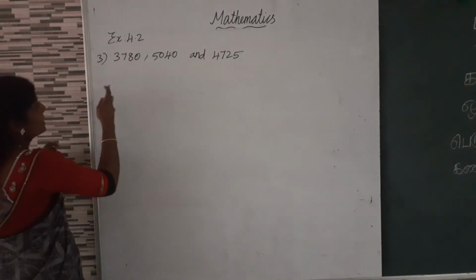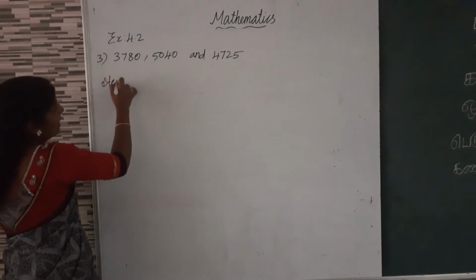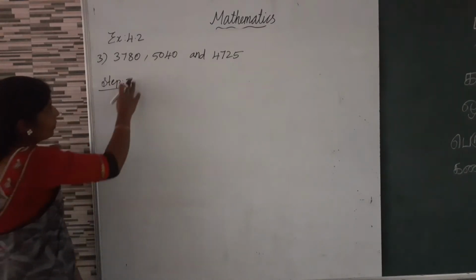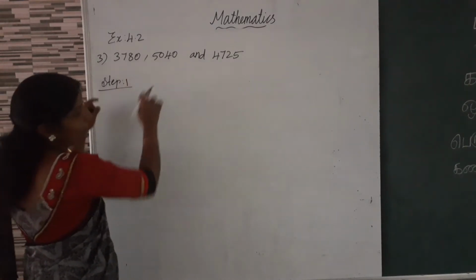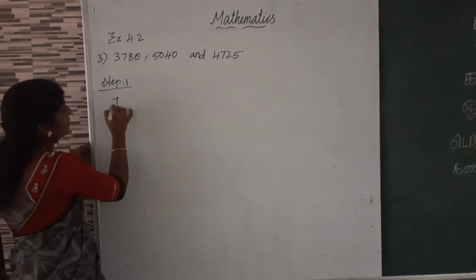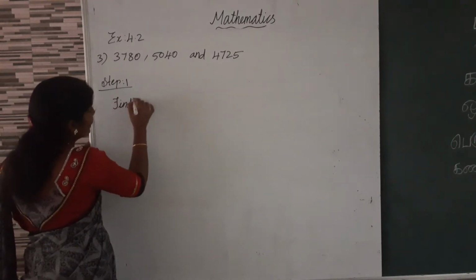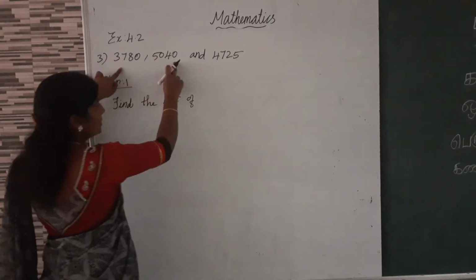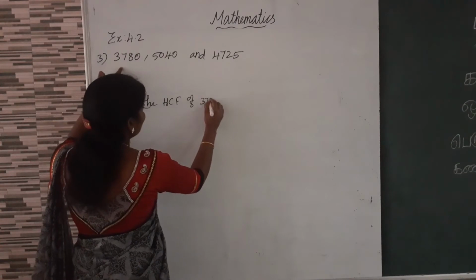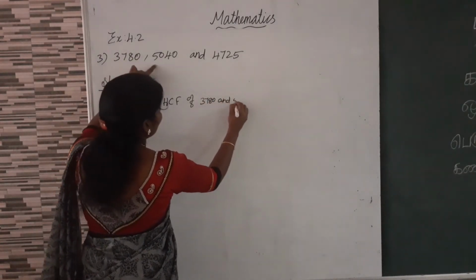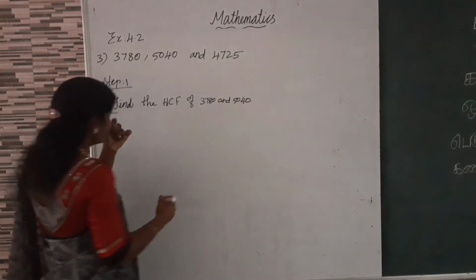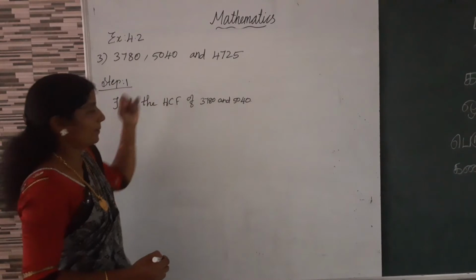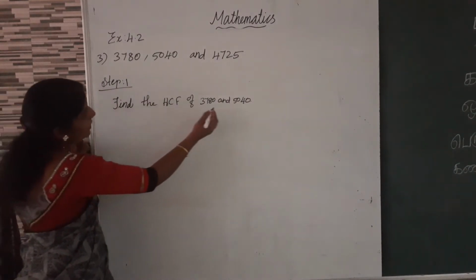Now we can write step 1. We can take the first two numbers. This is step 1. Find the HCF of the first two numbers, 3780 and 5040. Now here, which is the bigger number?